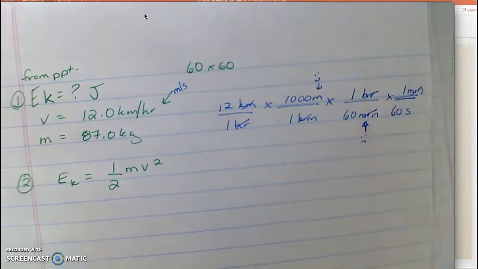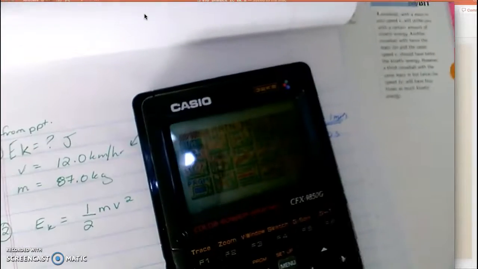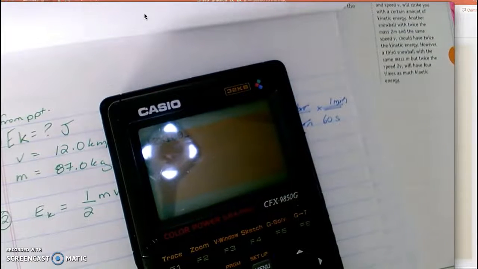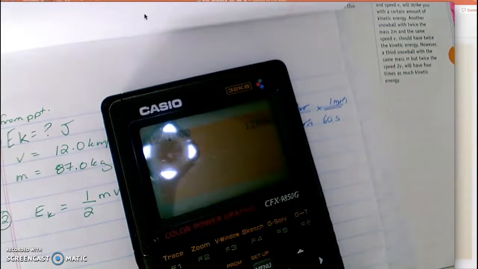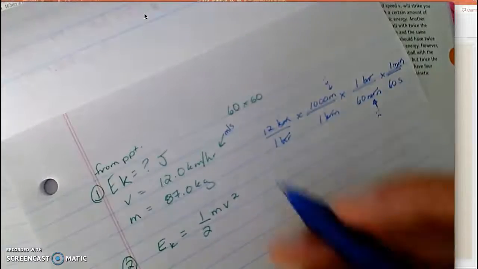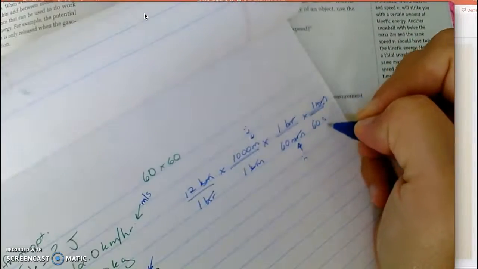To punch that in a calculator, what I do is 12 times 1,000, divided by 60 times 60, which is 3,600. And that's where we get our 3.3 repeating. This speed needs to be in seconds, right? We're happy with seconds.